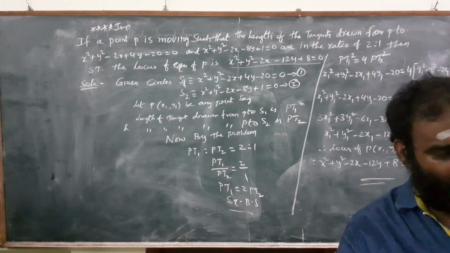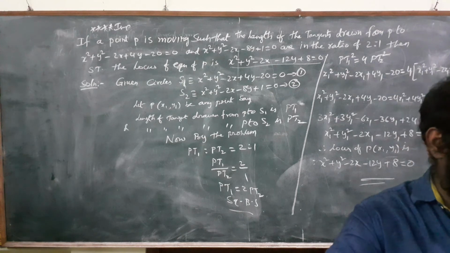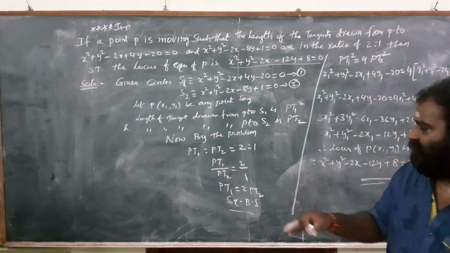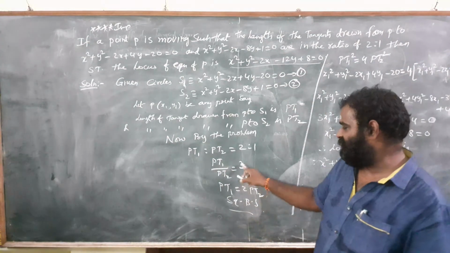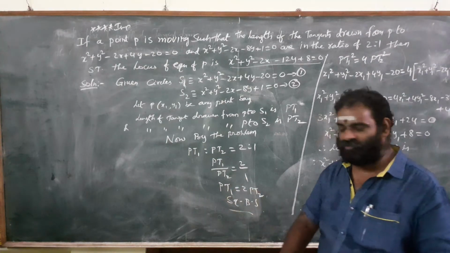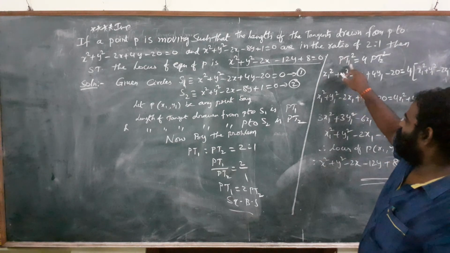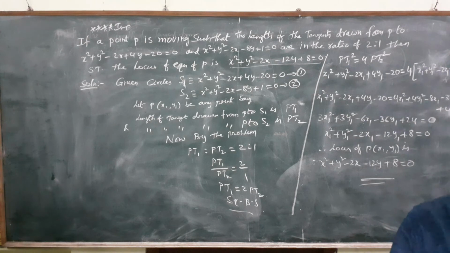In some other problem, they may say the lengths of the tangents are in the ratio of 2:3. Then in place of 2:1, you have 2:3, so it is 2 by 3. On cross multiplying, 3PT1 equal to 2PT2. Then squaring both sides, 9 into PT1 square equal to 4 into PT2 square. Like that you have to calculate and simplify the problem.